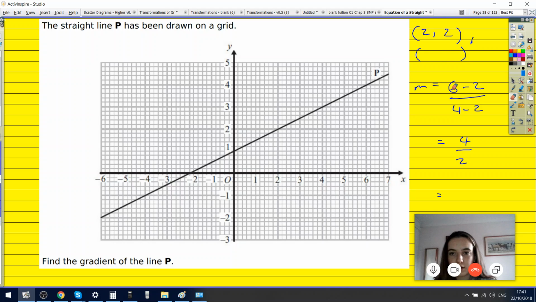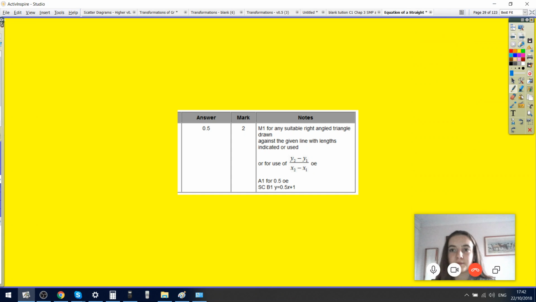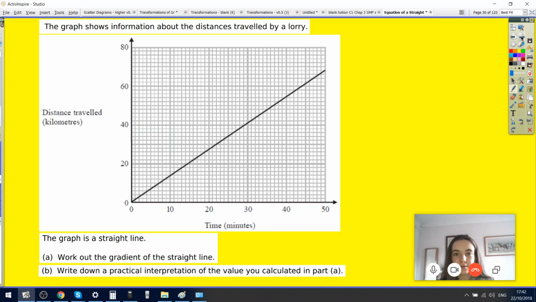So what will that change? It'd be 4 minus 2, and so just flip them. And so what's the answer? 2 over 4, so 1/2. That's it. Any questions there? Nope. Okay. So 1/2. They say 0.5. It's all good. Okay.